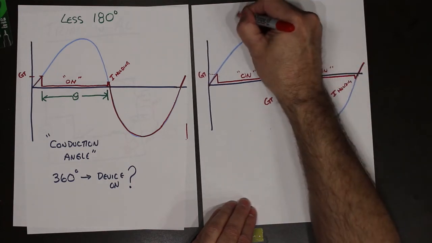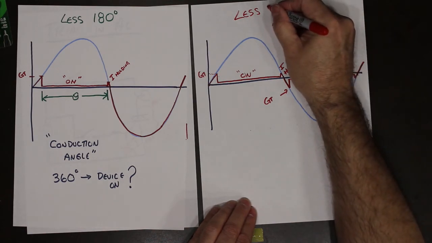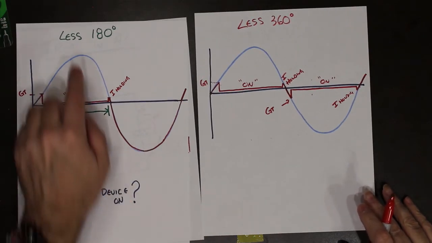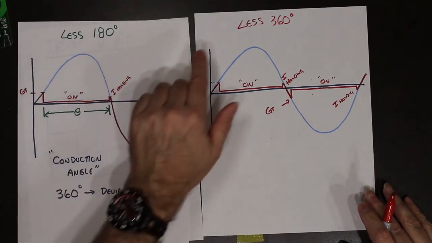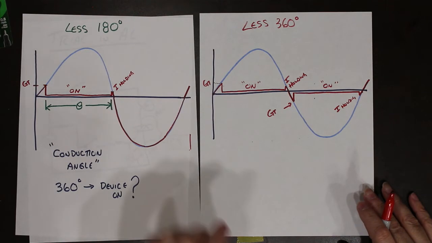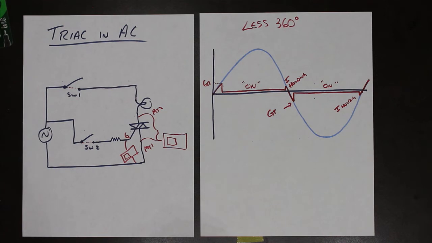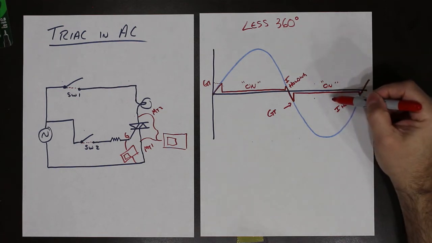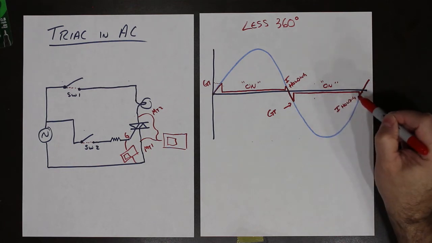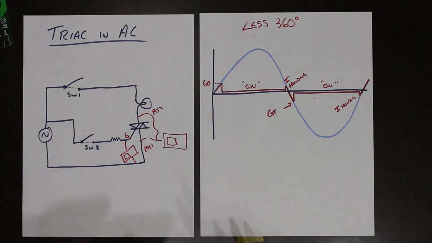So here, the conduction angle will slightly be less than 360 degrees. So here it's slightly less than 180. Here it's going to be slightly less than 360 degrees. So because the triac is a bidirectional device, it also conducts during the negative side of our waveform, therefore doubling our conduction angle.